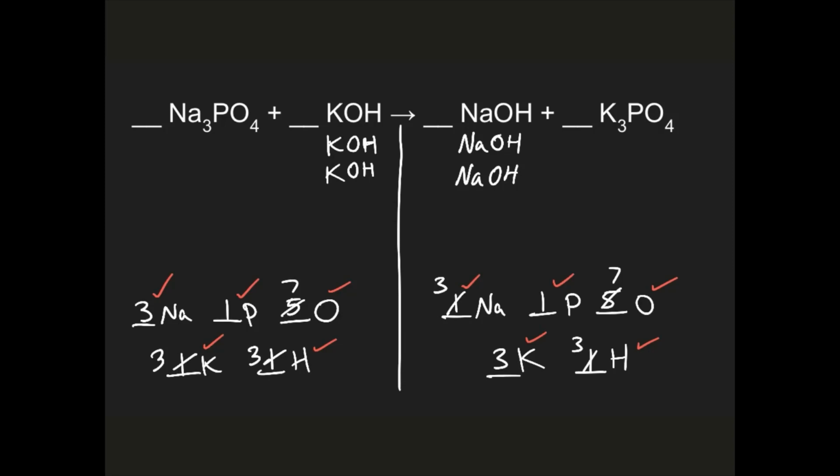Well, I didn't do anything to this Na3PO4, so there's only that one compound. I'll leave that coefficient blank because it's understood to be 1. I count 3 of these potassium OHs, or KOHs, so I'll put 3 there. I count 3 of these NaOHs, so I'll put a 3 there. And then the very last one, K3PO4, there's only 1. There's an understood 1 in that blank. And there's my balanced equation. I have the same number of atoms of all my elements on both sides. The law of conservation of mass is satisfied.